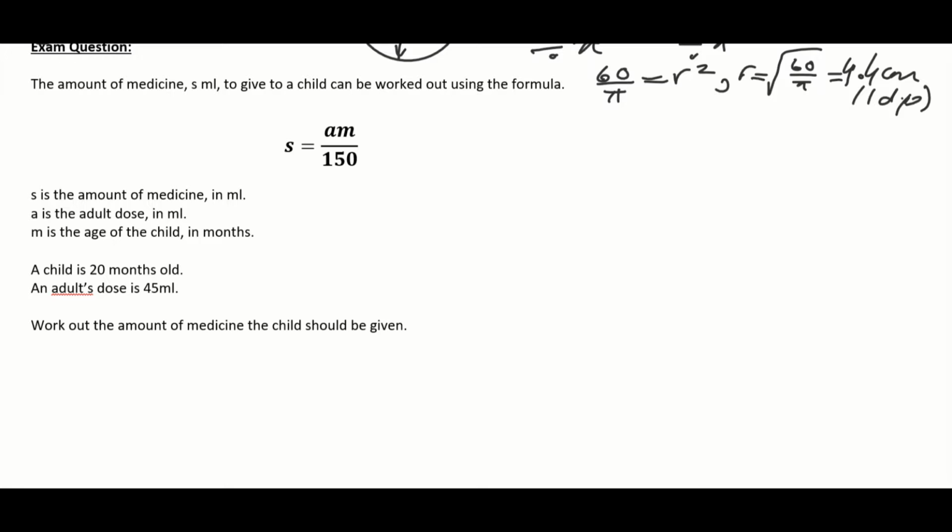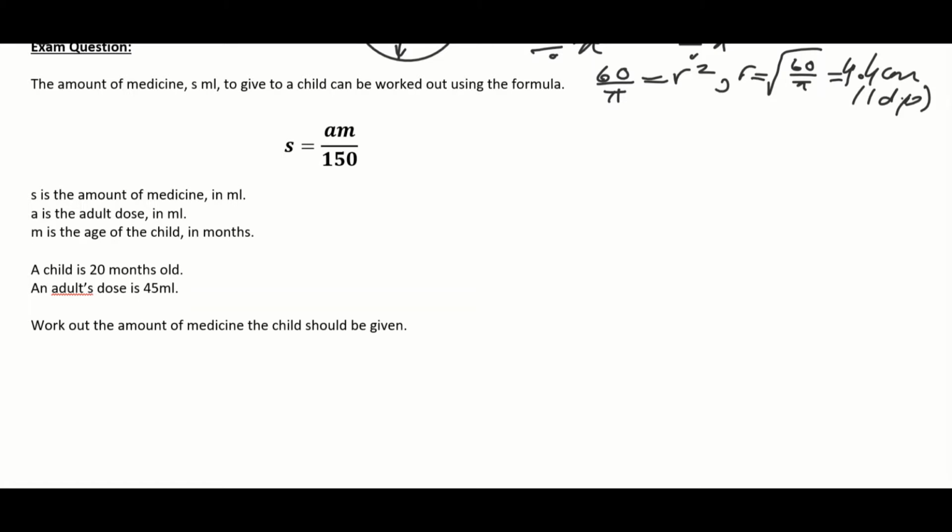Okay, so I'm reading the question. The amount of medicine in mils, S, to give a child can be worked out using the formula S equals A times m over 150. S is the amount of medicine in mils. A is the adult dose in mils. m is the age of the child in months. The child is 20 months old. So I know that 20 months is m, so m equals 20, and the adult's dose is 45. So A equals 45, and it's telling us to work out what S is.